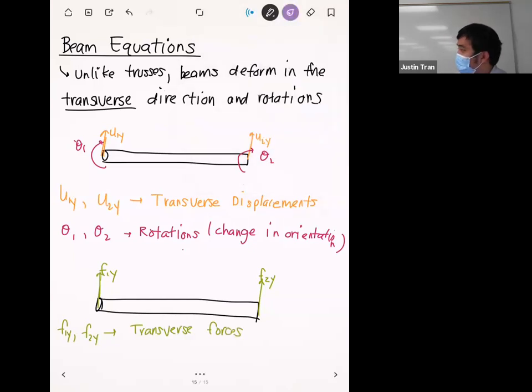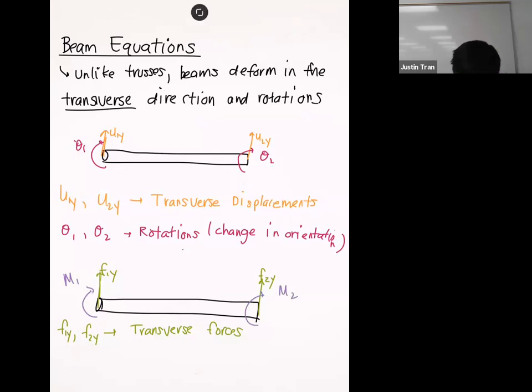And then causing the rotations, we have moments or torques that we can apply at the nodes as well. This is going to be M1 and M2, where M1 and M2 are torques or moments applied at the nodes.